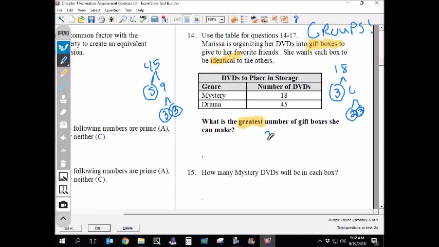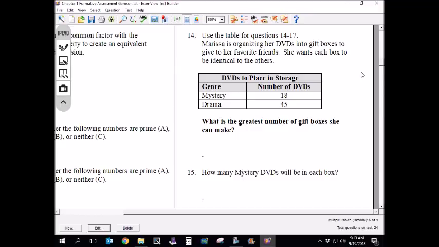And then we know it's going to be 2 times 3 times 3 for 18. And then 3 times 3 times 5. Again, you can multiply those out to make sure it gives you 18 and gives you 45. It would. The only thing these numbers have in common are a 3 and another 3. So that means that the GCF would be 3 times 3, which is 9. Correct answer is 9 boxes, 9 gift boxes. Okay?